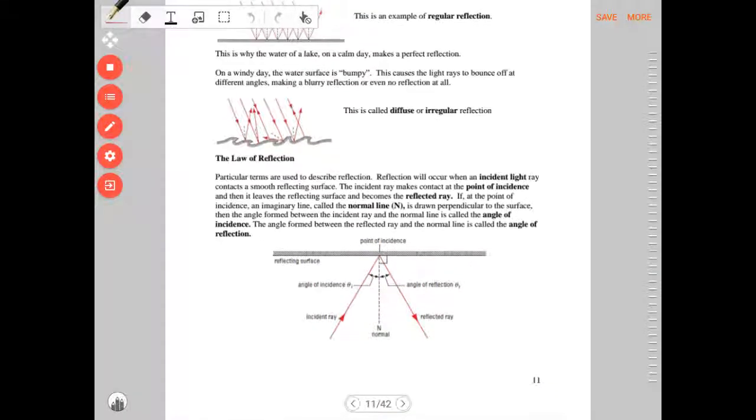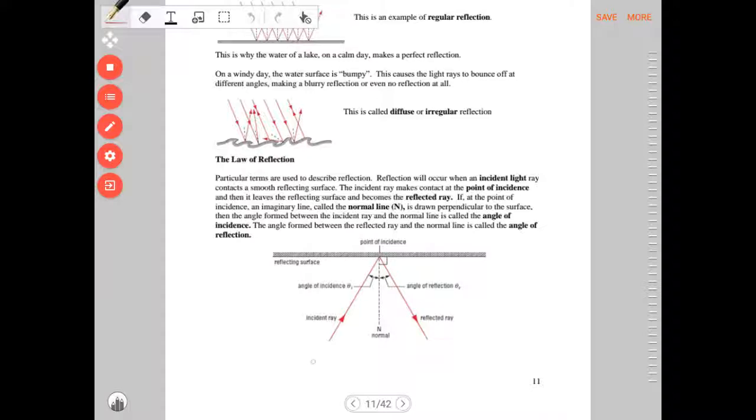So let's just have a look at some of those things. We have the incident ray. We're starting this way and we're going in. At the point of incidence, that's where it hits the mirror, we draw this 90-degree line, called the normal line. The angle of incidence is measured from the ray to the normal line. Awesome. That's the angle of incidence, and then of course the angle of reflection is from that normal line to the reflected ray. That makes sense? Perfect.